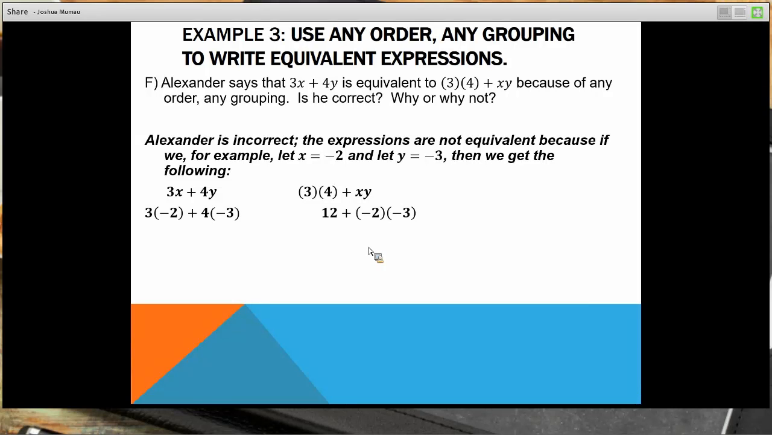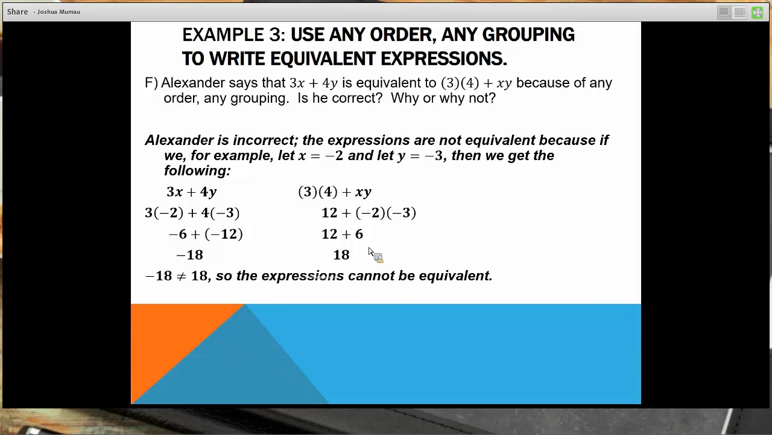Okay, we plug in -2 for x, -3 for y. We begin simplifying. On the left side, we have 3 times a -2 plus 4 times a -3. This simplifies to -6 plus a -12, which will simplify to -18. On the right side, we had 3 times 4, that's 12. We had a -2 times a -3, that becomes +6. 12 plus 6 is +18. -18 does not equal 18. Therefore, the expressions cannot be equivalent. All it takes is one counterexample to make it not equivalent.